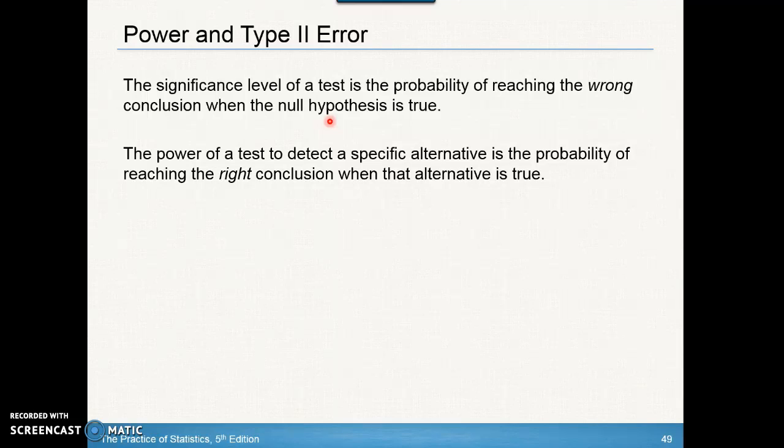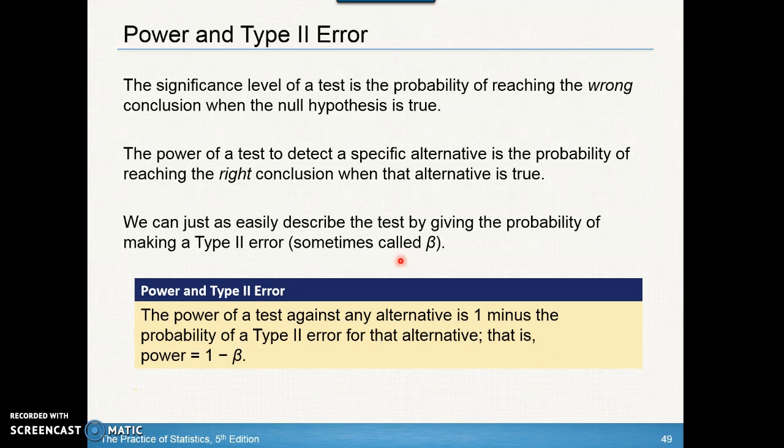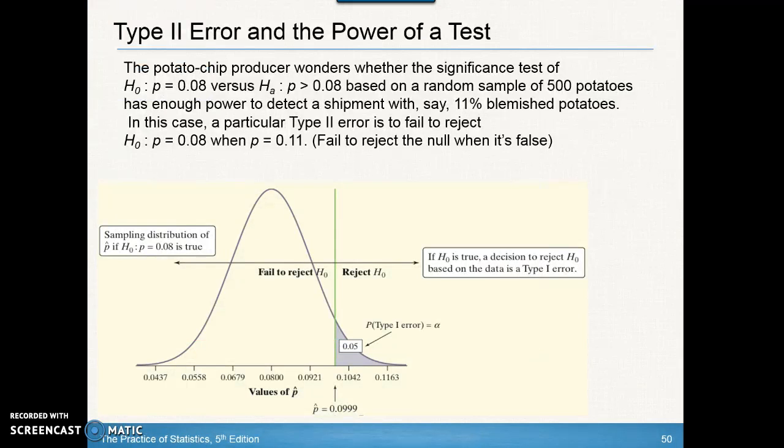The power of a test is the ability to detect a specific alternative and the probability of reaching the right conclusion when the alternative is true. So it's the ability to come to the conclusion that the alternative is true when in fact it is actually true. We can just as easily describe the test by giving the probability of making a type 2 error, or by beta. Okay, and when I say describe the test, it's basically like talking about the ability to reject the null when we need to. So how powerful is it to find evidence against the null? All right, this is basically just saying that the power of a test is 1 minus beta, or 1 minus the probability of a type 2 error.